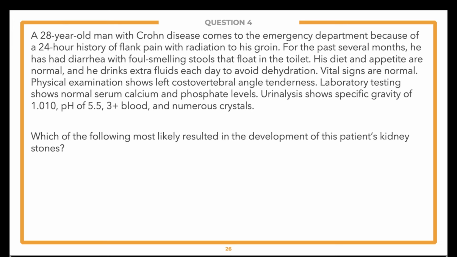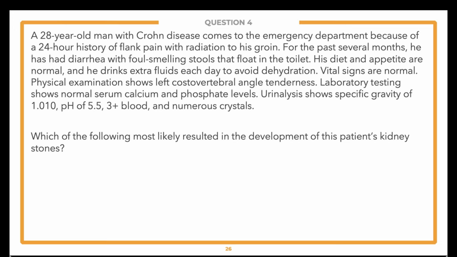Vital signs are normal. Physical examination shows left costovertebral angle tenderness. Laboratory testing shows normal serum calcium and phosphate levels. Urinalysis shows specific gravity of 1.010, pH of 5.5, 3 plus blood, and numerous crystals.